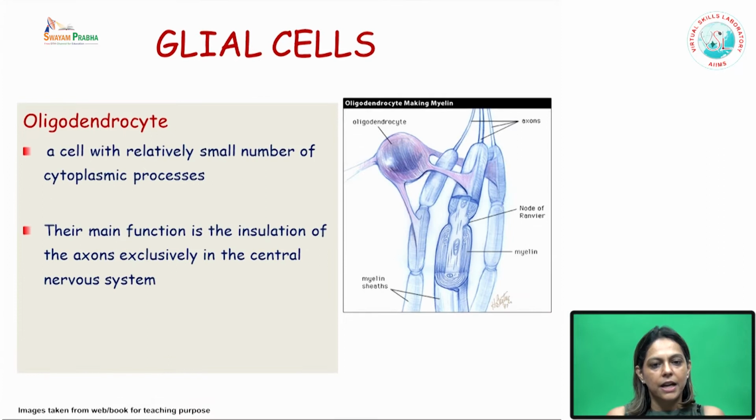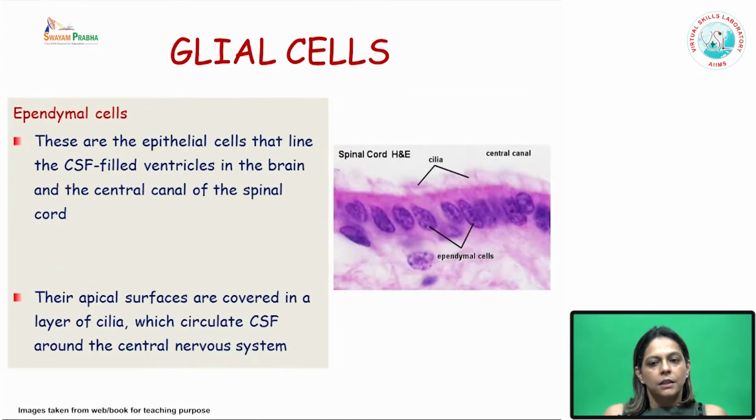The oligodendroglial cells have relatively fewer number of cytoplasmic processes, and the main function of oligodendroglial cells in the brain is that they help in formation of myelin sheath. The third cell is the ependymal cells, and these are the epithelial cells which line the ventricular spaces, so they form the ventricular lining in the brain.